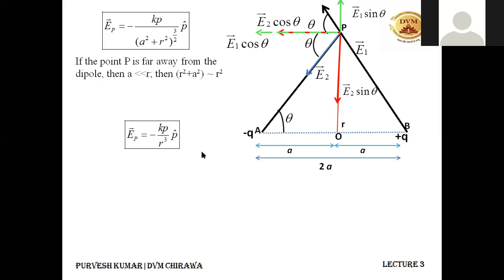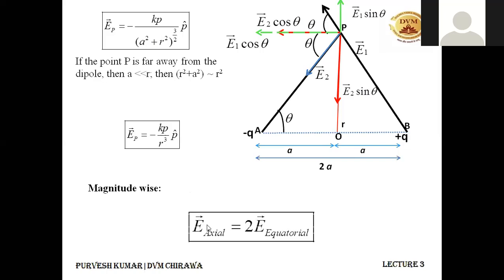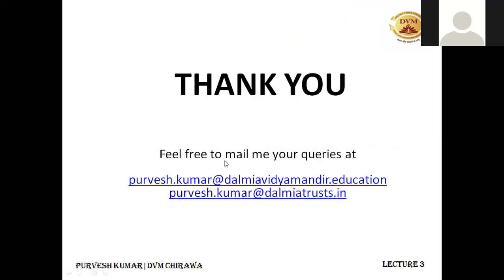So this condition is satisfied: the magnitude of the electric field at an axial point is equal to twice the electric field at an equatorial point. Magnitude wise only; direction wise it may be different. At an axial point it was 2Kp upon r cube, and at an equatorial point it is Kp upon r cube. So when I multiply it by 2, I get the magnitude of the electric field at an axial point. I do hope it is clear to you, and this is all about today's class.